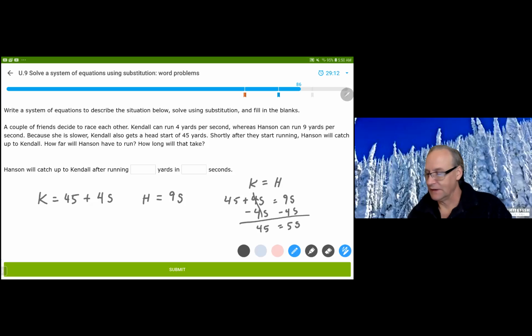Man, I don't like S's. I'm going to use T next time. Divide by 5, and we get S equals 9. 9 seconds. Definitely should have used T.